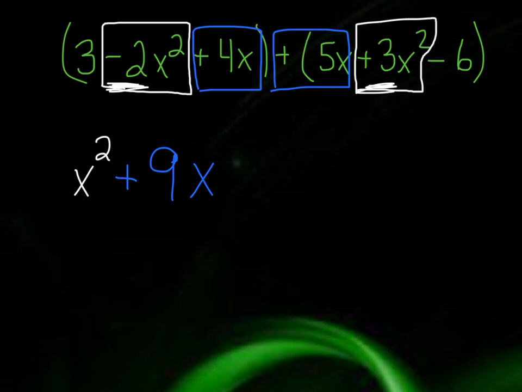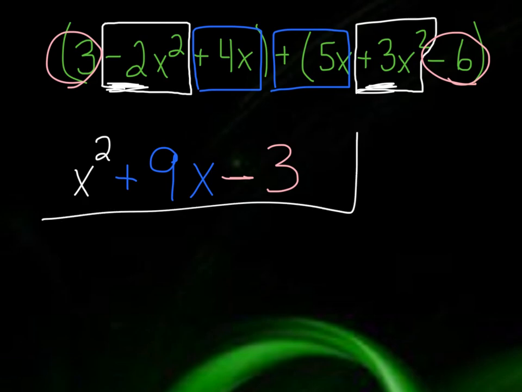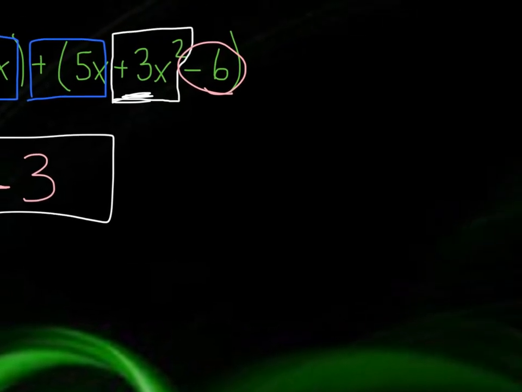We're going to add our constants, and I've got a 3 here and a minus 6. 3 minus 6 is negative 3, so when we combine those together in our final answer, we would be subtracting the 3 because we got a negative answer. So that is our simplified polynomial. Let's take a look at one more, and then we'll head on to some subtracting examples.